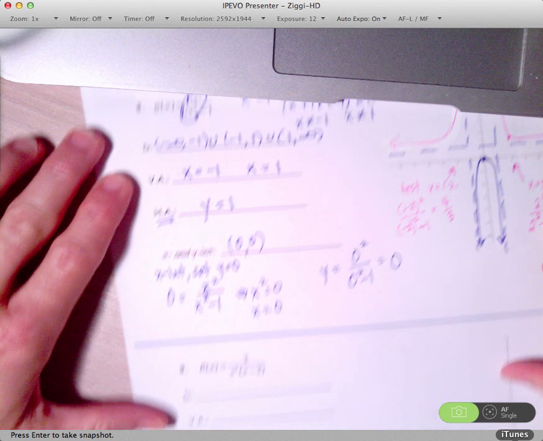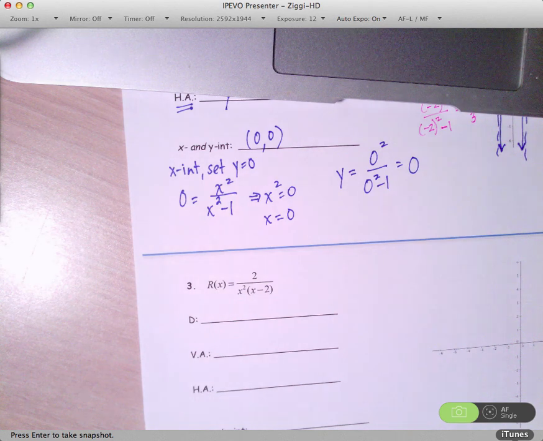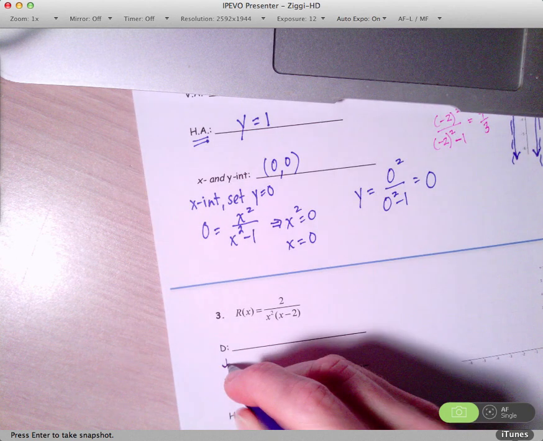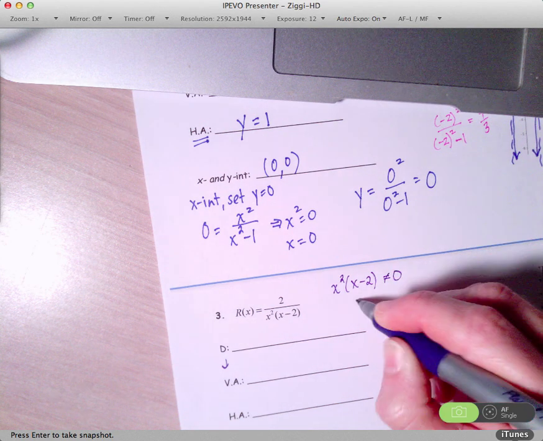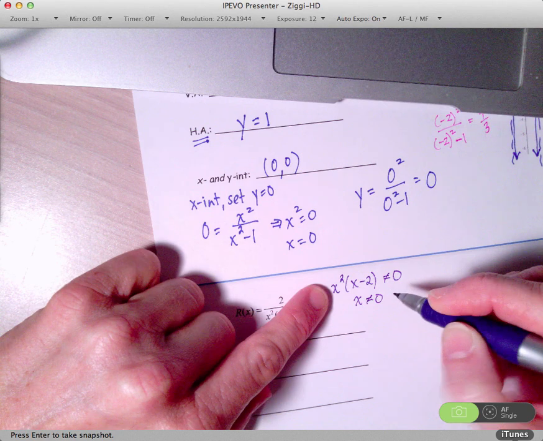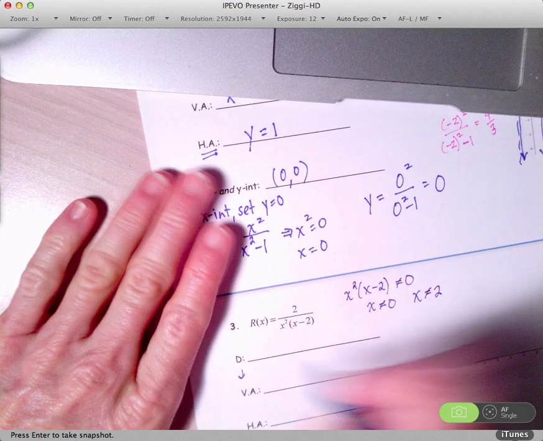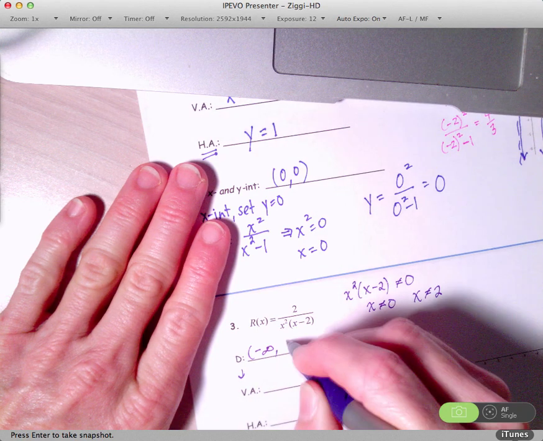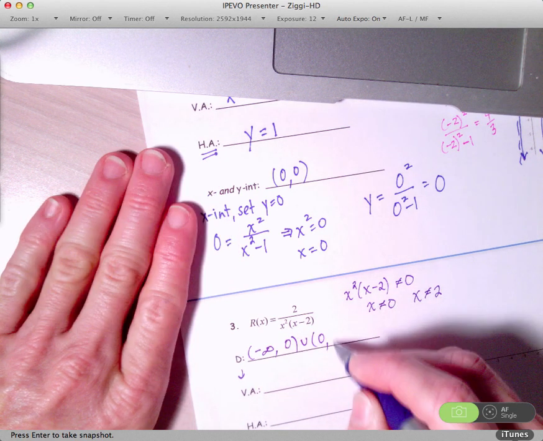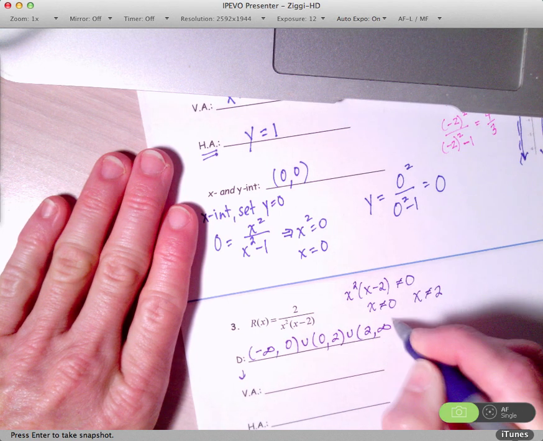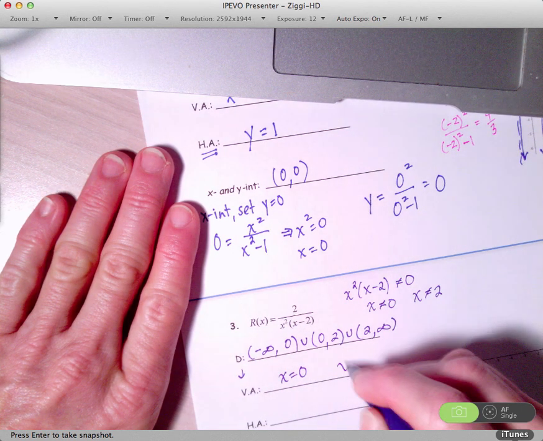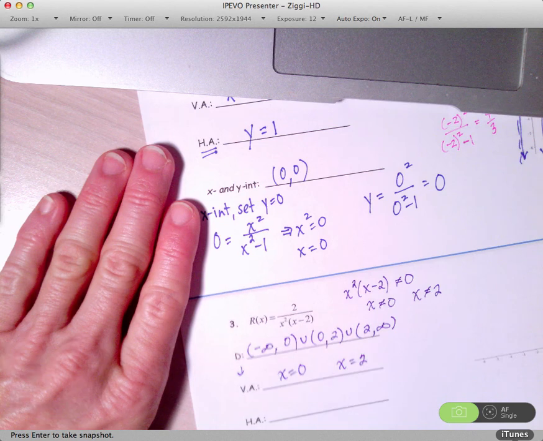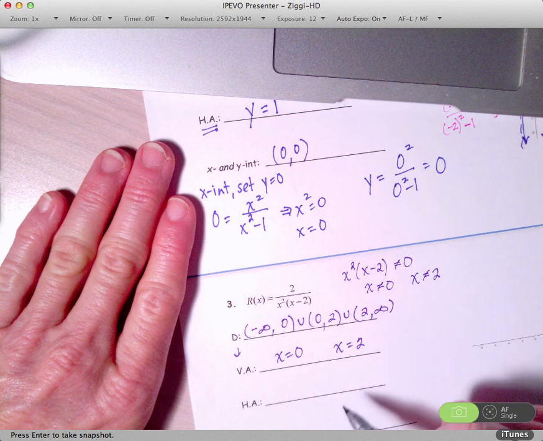So let's go ahead and do one more example. At the bottom of the page here, we start, right, by finding our domain, which leads us to our vertical asymptotes. So the denominator cannot equal 0. That means x cannot equal 0 from the x squared, and x cannot equal 2. So for our domain, it's negative infinity to 0, union 0 to 2, union 2 to infinity. And for our vertical asymptotes, x equals 0 is an asymptote, and x equals 2 is an asymptote. For our horizontal asymptotes, we look at the power on the top and the power on the bottom.